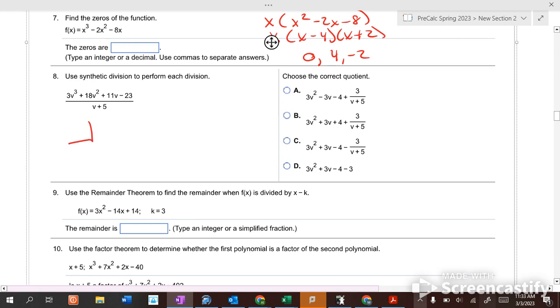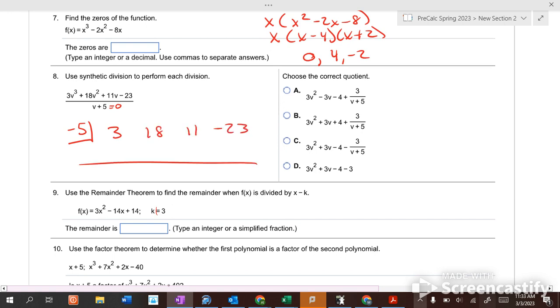Synthetic division: you throw a -5 here. Why do I use -5 instead of 5? Because it's whatever makes this 0. And so it's 3, 18, 11, -23. And so 3, -15, 3, -15, -4, 23. Okay, so it's 3x squared plus 3x minus 4. Oops, and that's a -3. Minus 3 over x plus 5.